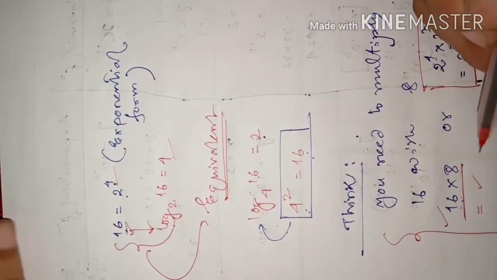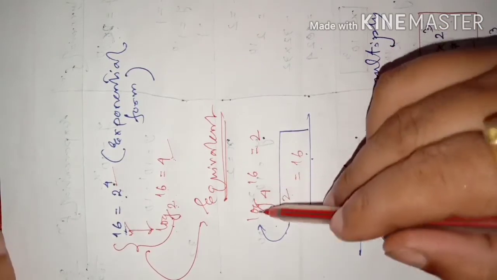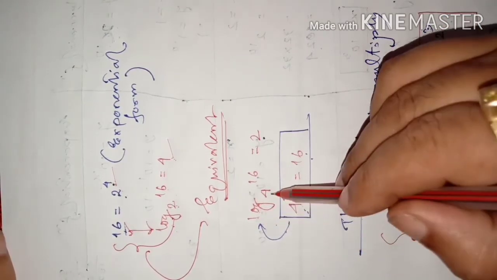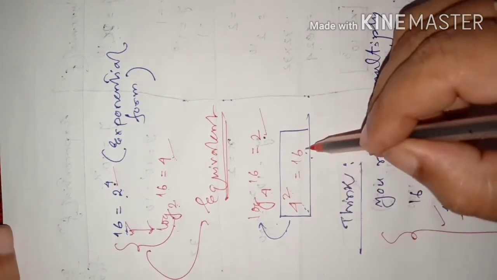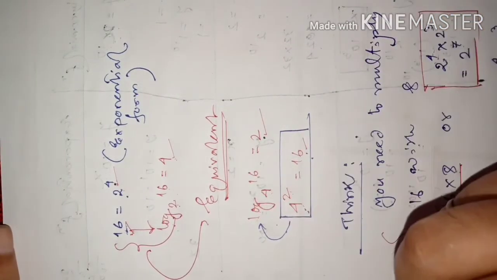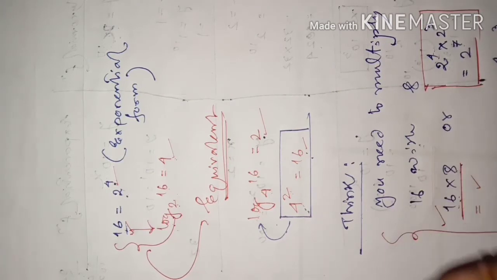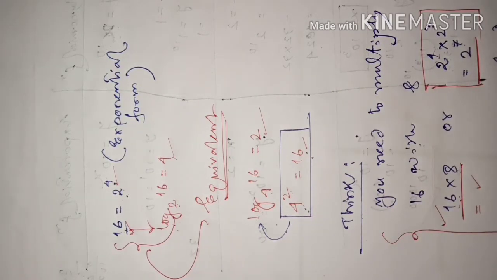Then suppose log to the base 4 of 16 is 2. It means 4 square is equal to 16. So both are equivalent statements. So this is a very useful thing in mathematics, that reduces our work. That's why we need to know this method.